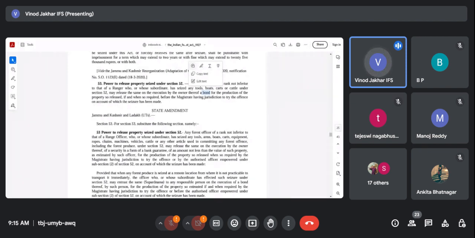So if they ask you, what are the things that you will do to reduce corruption in forest? One of my friends was asked, what steps will you take to reduce corruption in forest? So these are some of the areas where you can focus, apart from the usual generic answers of, sir, we will increase technology, we will do this, we will do that. That is fine. But if you can give some specific answers, nothing better than that.